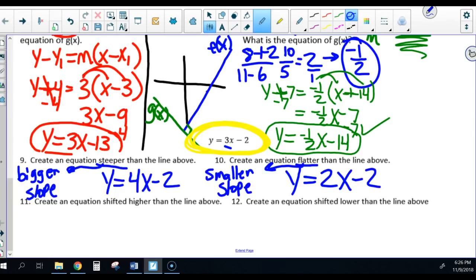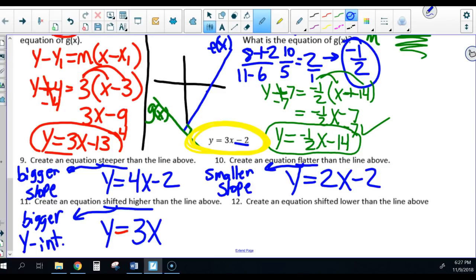11, create an equation shifted higher than the line above. Shifted higher means a bigger, well, what tells me where my line is shifted? That would be the y-intercept, the b value. So as long as I have a higher or bigger y-intercept than the original line, which was negative 2, then it's going to be shifted higher. Slope doesn't matter. So y equals 3x, anything higher than negative 2, I'm going to say plus 5. Again, there are a whole bunch of right answers there. Anything above negative 2 is good.